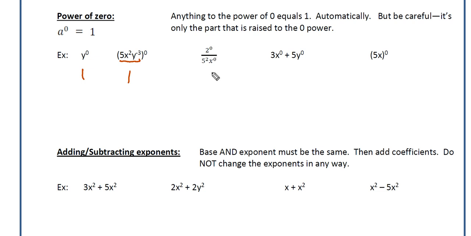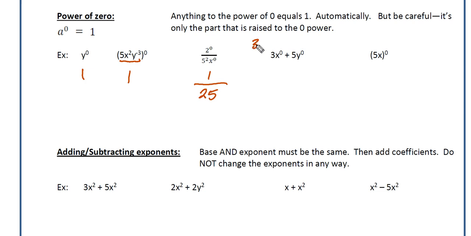2 to the 0th, that's 1. We got to be careful in the denominator here because not everything is to the 0th power. It's just the x. So we still have that 5 squared. So we have to actually evaluate 5 squared. So we get 1/25. Then right here we also have to be careful.